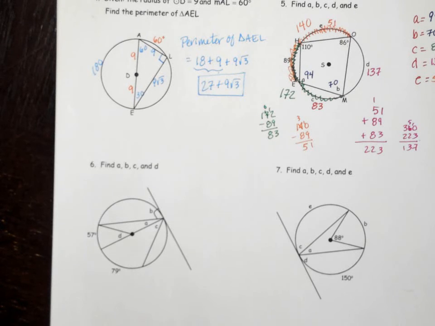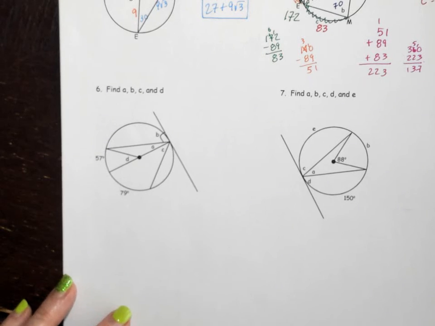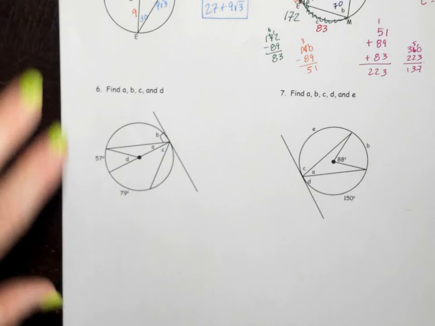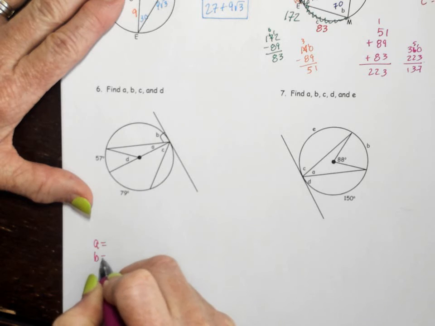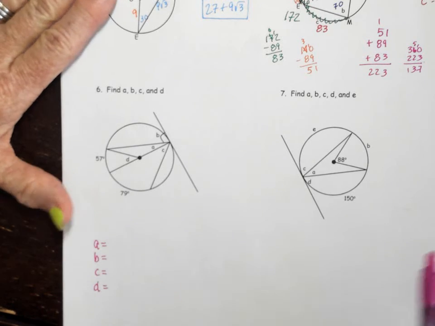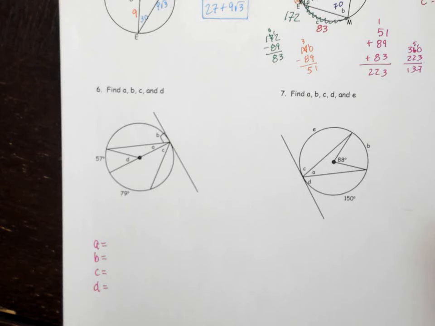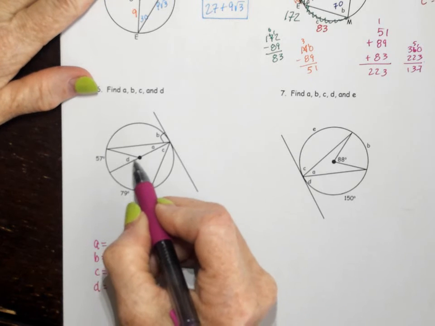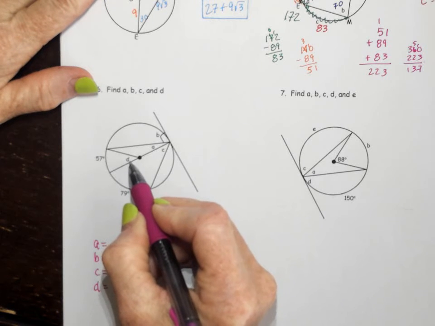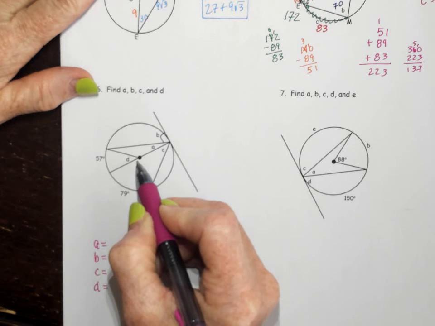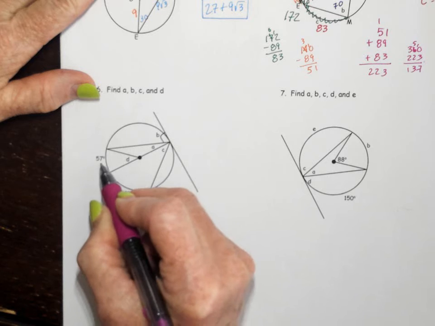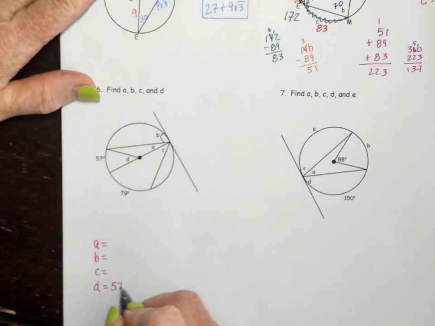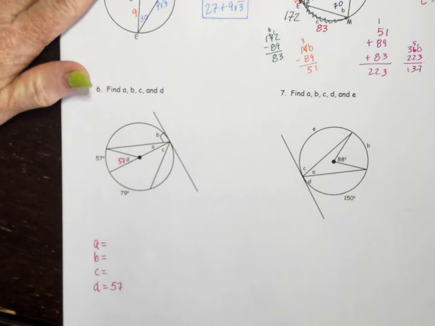All right, let's look at number 6 down here. Again, we have to find A, B, C, D. Same thing. I like to make a list down here, make sure I can find everything. A, B, C, D. And we start looking. Oh, well, look at this angle D. That's a central angle, vertex at the center. Remember, vertex at the center is exactly the same as the arc, so D is 57. Nice.